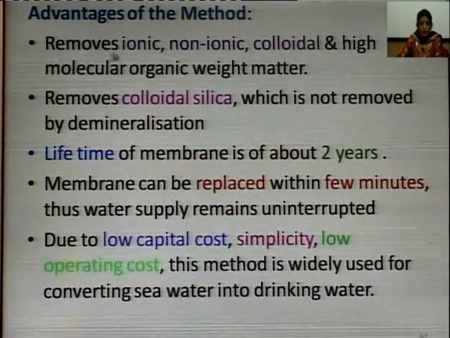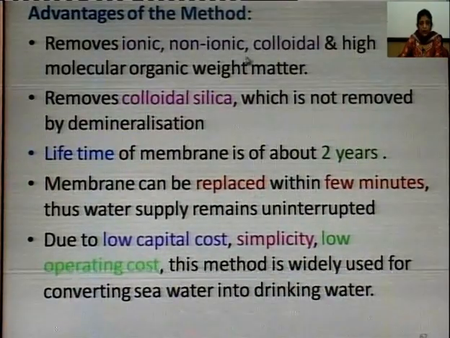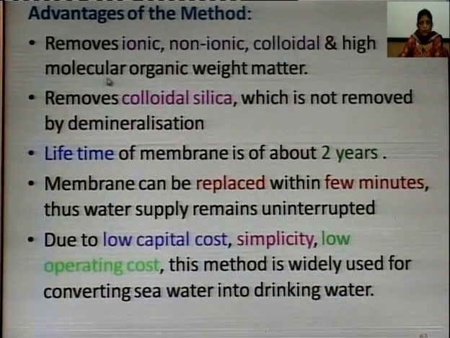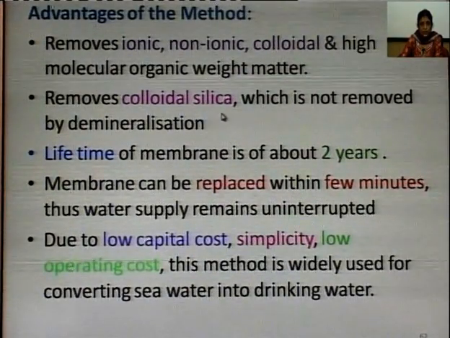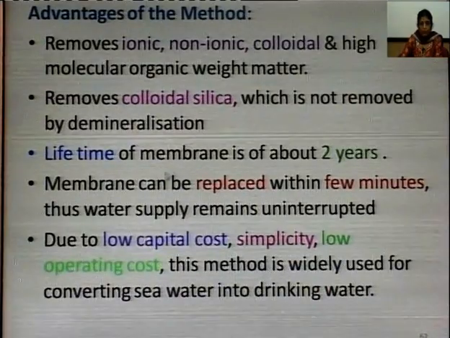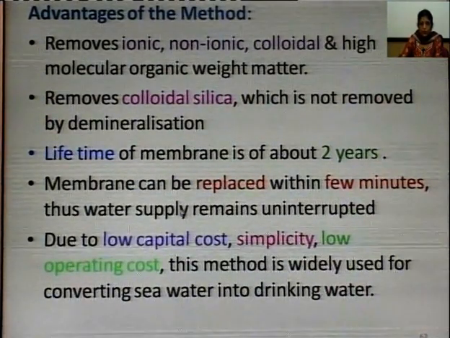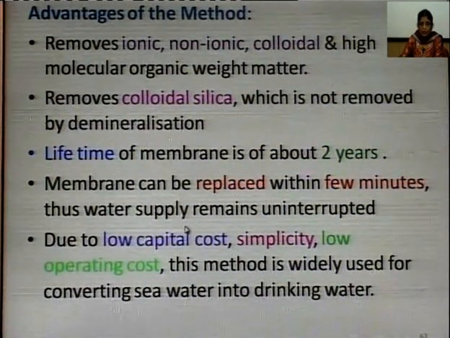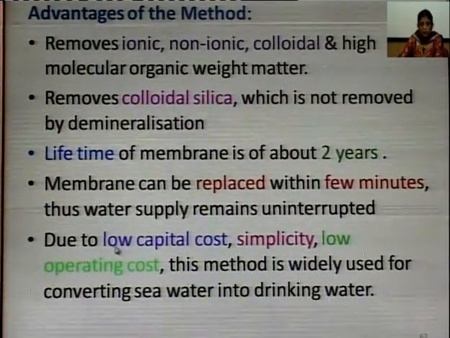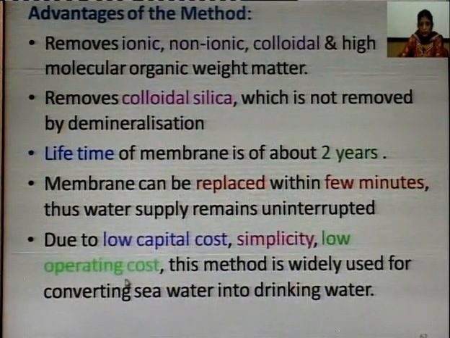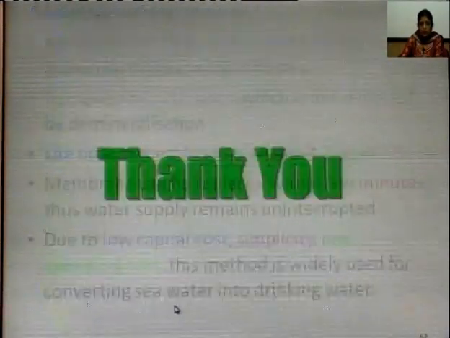The advantages of this method: it can remove ionic, non-ionic, colloidal or high molecular weight organic matter. It can remove colloidal silica. The lifetime of the membrane is 2 years. The membrane can be replaced within 2 minutes and water supply remains uninterrupted. Due to low capital cost, simplicity and low operating cost, this method is used for converting sea water into drinking water.